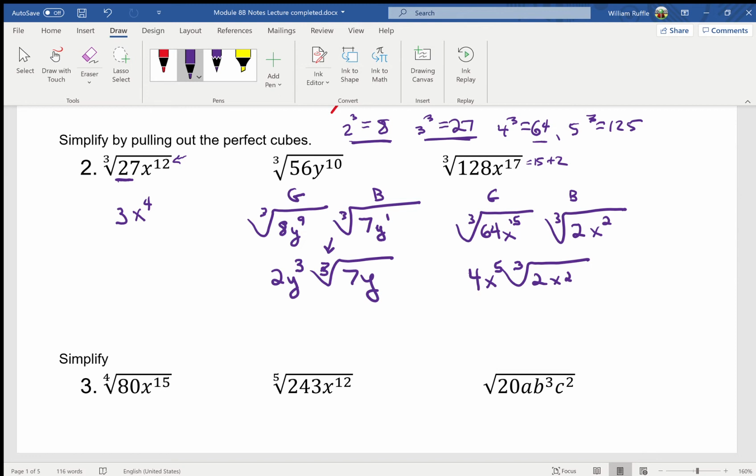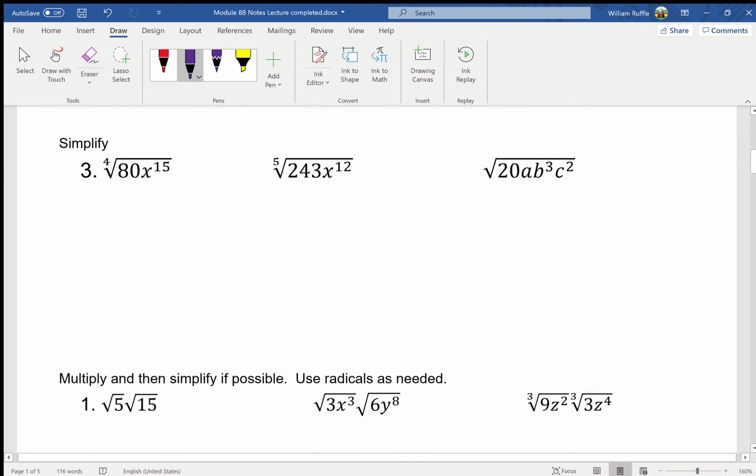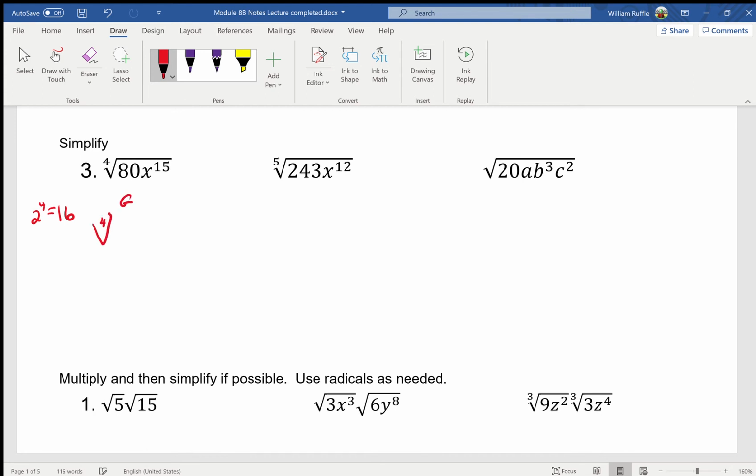All right, so we've done squares, we've done cubes. Now we're going to do a variety of different things. We're going to do fourths, fifths, etc. So again, we've got to look at this one. This has got to be a 2 because 80 is divisible by 2. What's 2 to the 4th? 2 to the 4th is 16. Does 16 go into 80? Yes, it does, 5 times. So we're going to have our good guys, our bad guys. 16 is a good guy, 5 is not a perfect 4th.